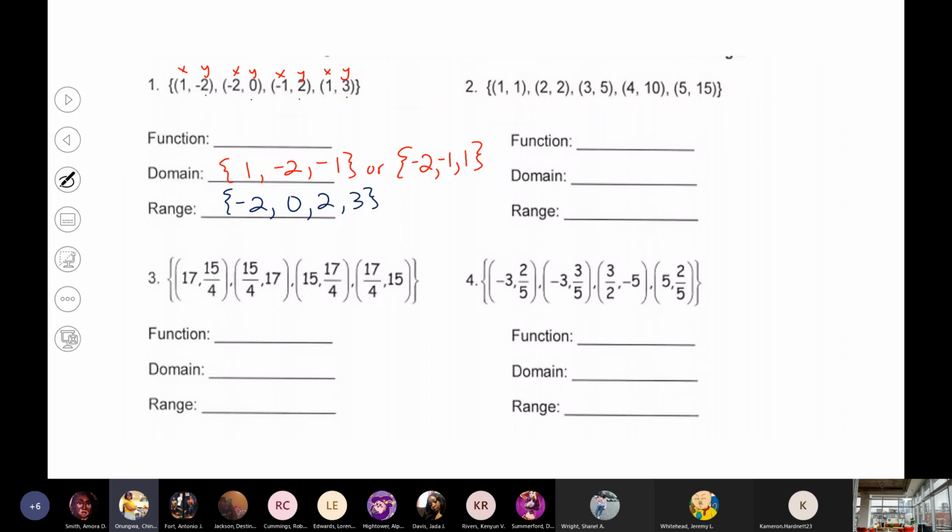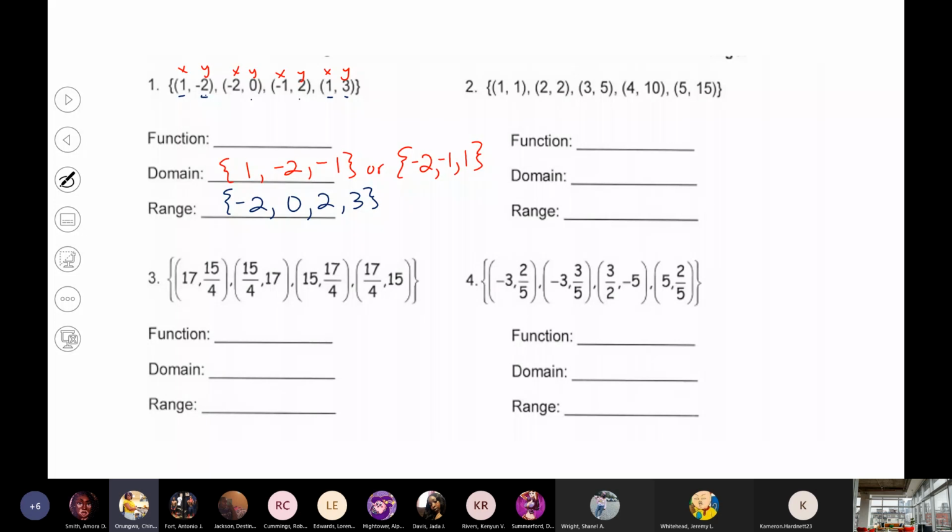If you have an x where you have two different y's, it's not a function. If for one x you only have one y, it is a function. So this is not a function because notice when x is 1, I have two different y's. When x is 1, y is -2, and when x is 1, y is 3. So that cannot be a function, okay?